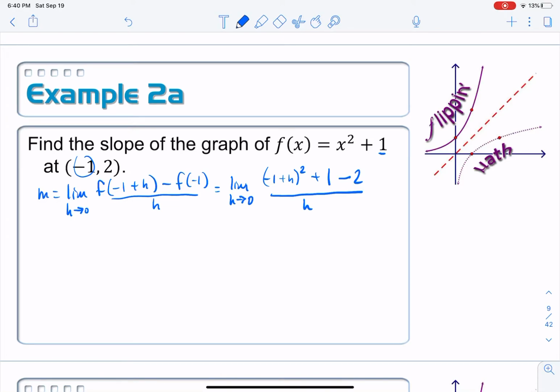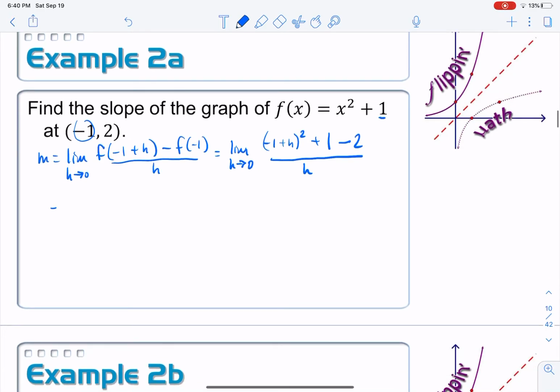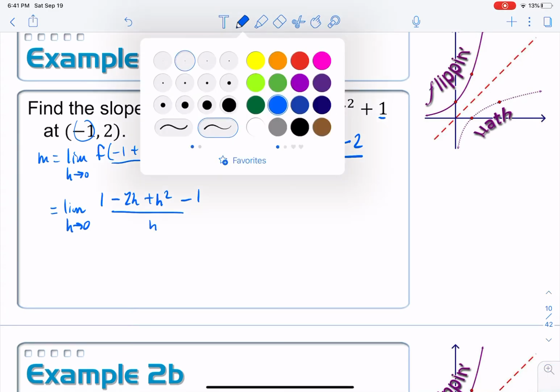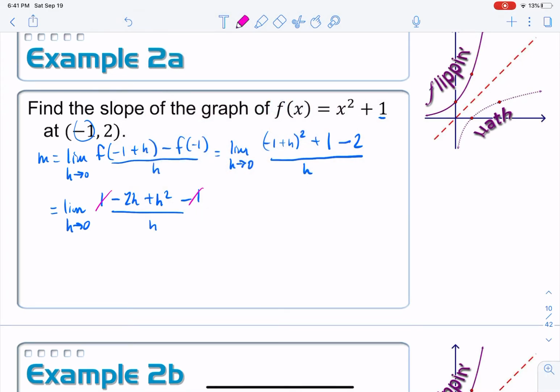Hey, look, we have something that looks quadratic. I wonder if I can expand it, maybe combine some like terms. Maybe stuff will conveniently cancel. Let's just try it and see. Limit as h goes to 0 of, I'll have to expand out this binomial, the square of a binomial, and it will be positive 1 minus 2h, and then plus h squared. All right, and then combine these constants up as a negative 1, over h. See, I told you, it's almost like I've done this before.